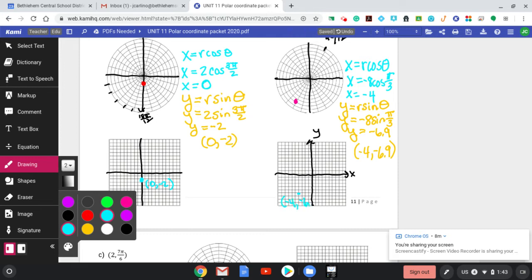-4, -6.9. Okay, they're pretty much in the same spot, which usually should be a great way to check your answer, that you're graphing these and converting them correctly. They should be in the same spots.